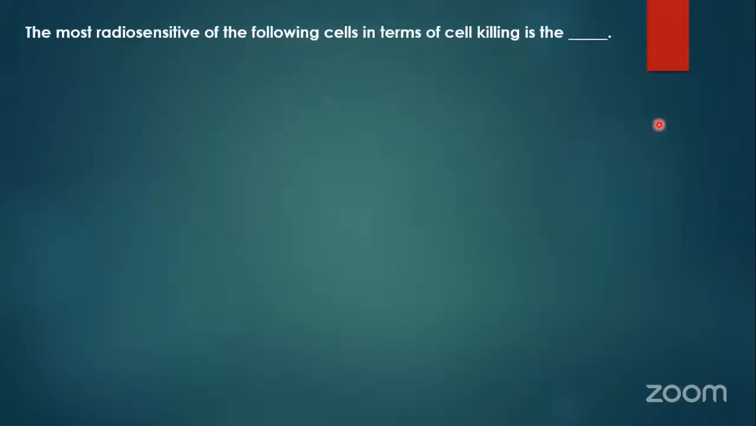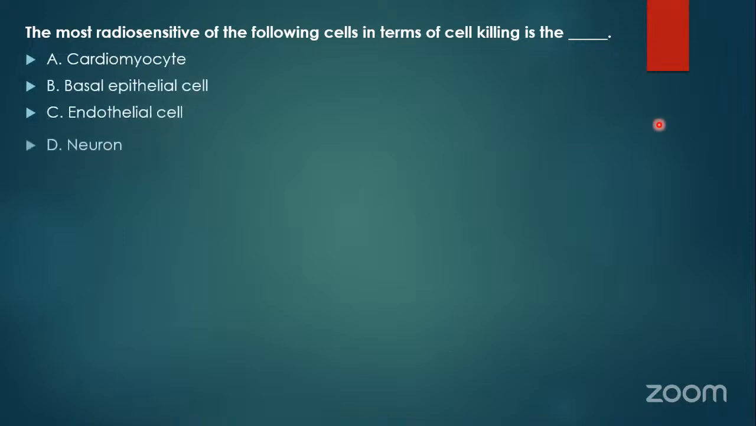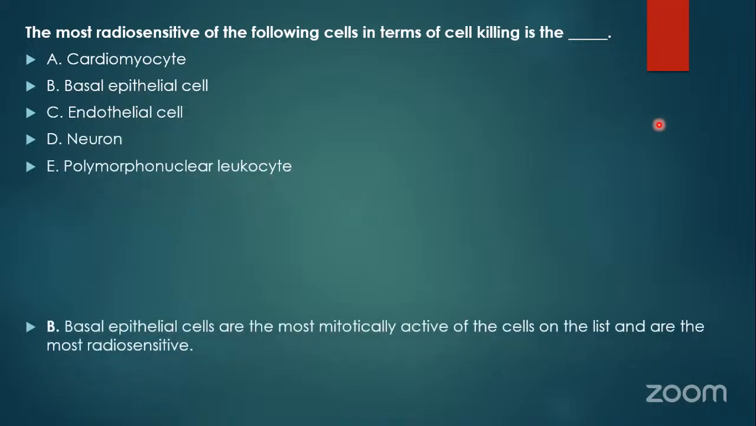Similar to this: which is the most radiosensitive of the following cells in terms of cell killing? We have given you four options: cardiomyocyte, basal epithelial cell, endothelial cell, neuron, and polymorphonuclear leukocyte. Amongst these, the basal epithelial cell is the most mitotically active, and it is the most radiosensitive one compared to the others. Neurons come under low radiosensitivity, and the endothelial cell also comes under that. Basal epithelial cells come under the high or most radiosensitive category.